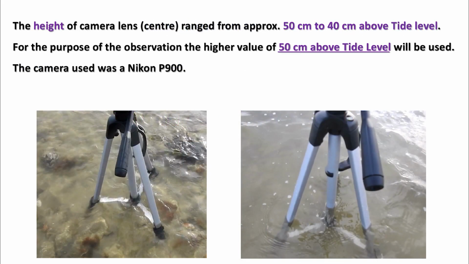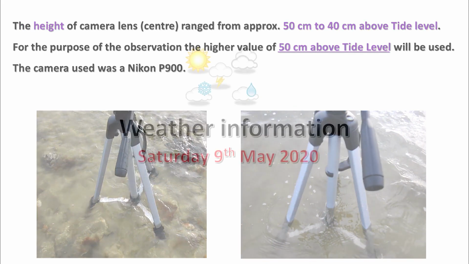The height of camera lens center ranged from approximately 50 centimeters to 40 centimeters above tide level. For the purpose of the observation, the higher value of 50 centimeters above tide level will be used. The camera used was a Nikon P900.